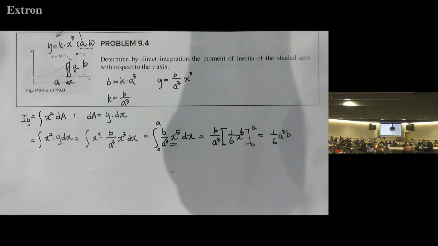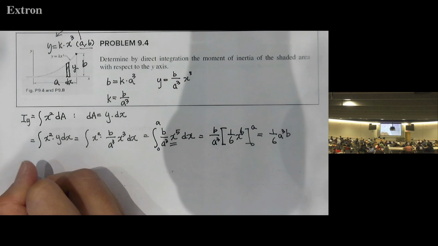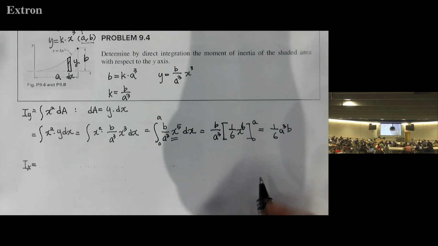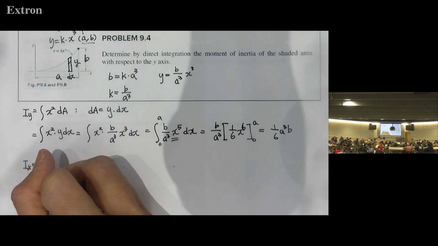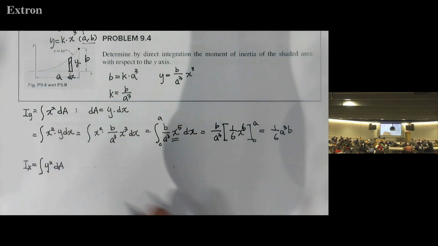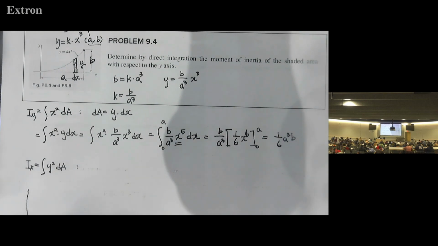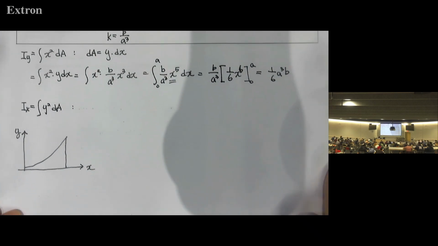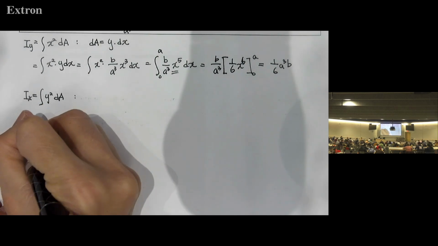So any questions? I started with the y-axis because the calculation is easier. Now the x-axis. For the x-axis, we just switch this one as y, right? So it's integral y squared dA, right? I'll plot this curve again, right? So this is a, this is b.